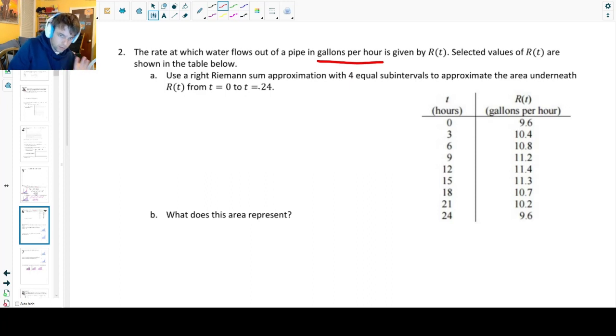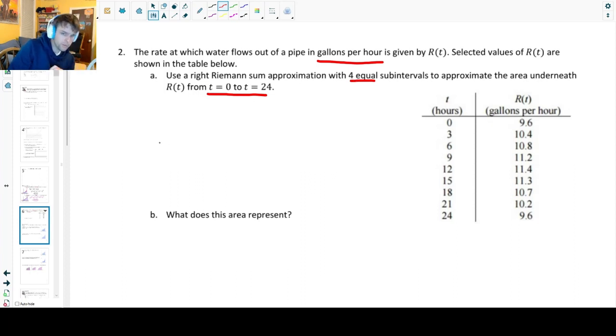Okay, so a couple things here. We need to do 4 equal subintervals on the interval 0 to 24. So you may already be able to do this, right? This is an interval that's 24 units long. And if you want to divide that into 4 equal subintervals, that's going to be 6 units each.